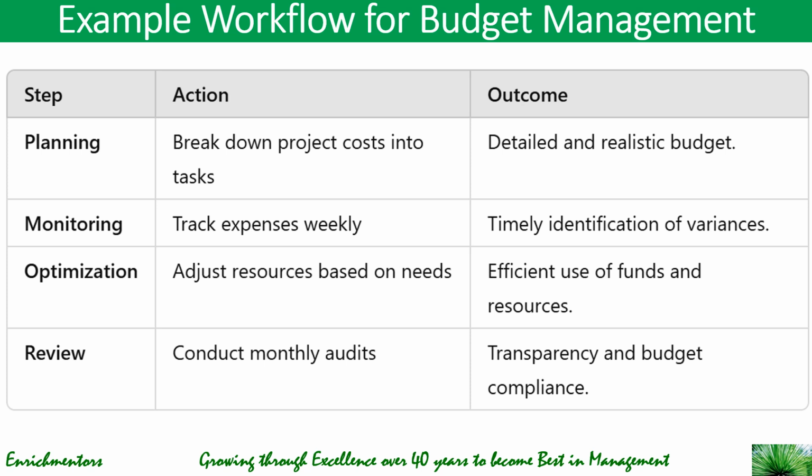In the monitoring phase, you need to track expenses every week, and that can help you identify the positive and negative variances, the deviations that are happening from the budget. And in the optimization phase, you can adjust the resources based on the needs as you go forward, and that can help you efficiently use the funds and resources. Conduct monthly reviews in the review step, and that will provide you the transparency and budget compliance.